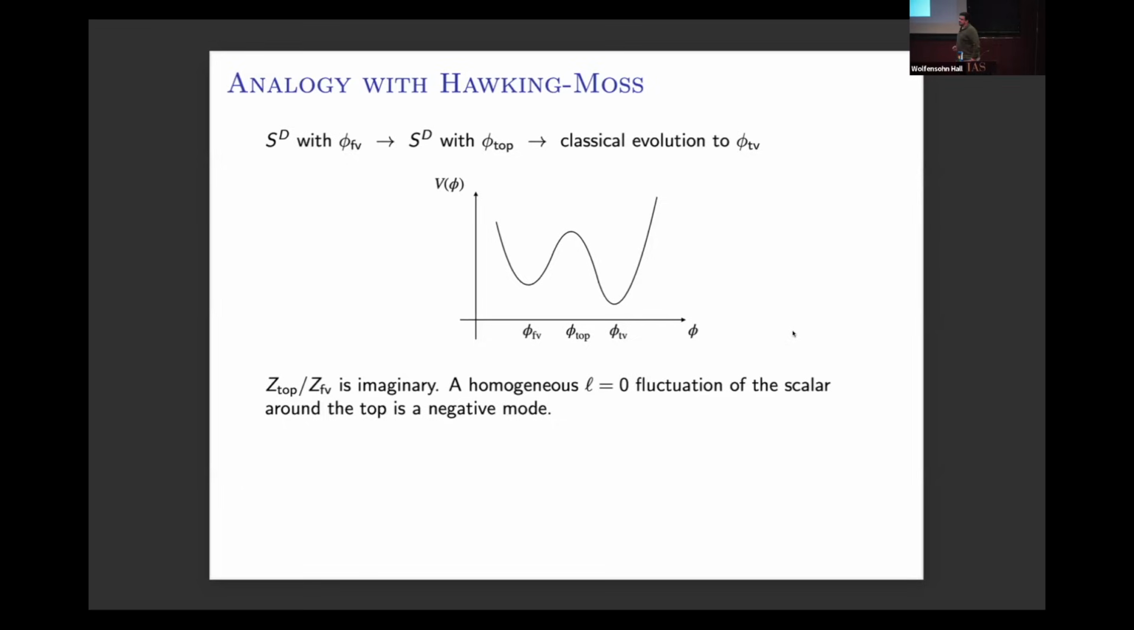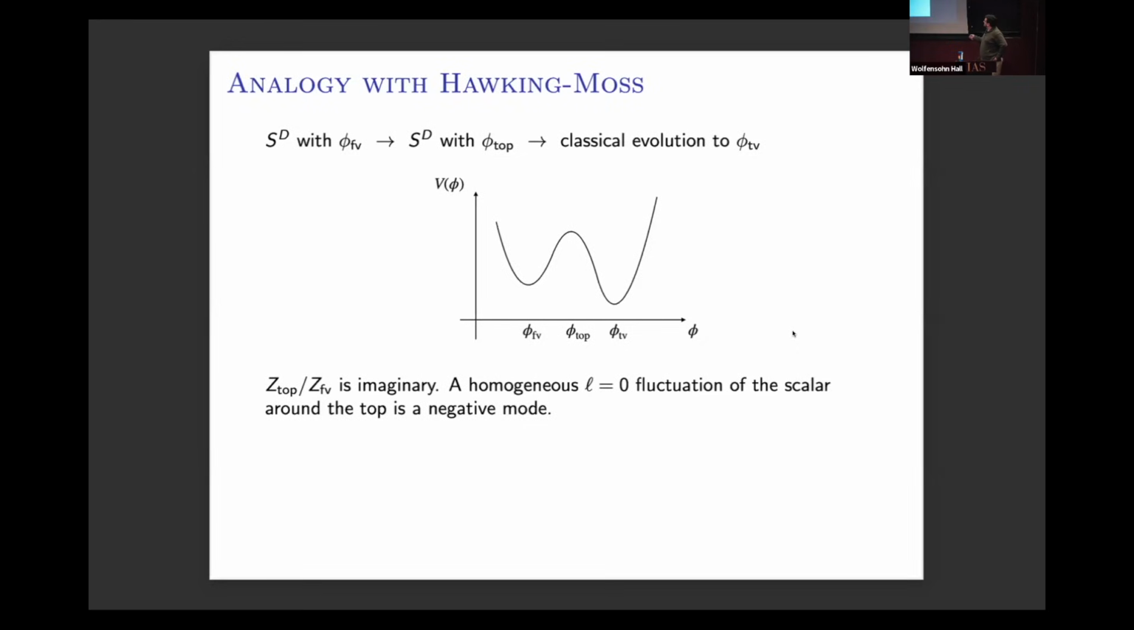For this interpretation to make sense, following the usual Coleman and Callan theory of vacuum decay, the ratio of the partition function with the scalar field on the top and on the false vacuum should be imaginary. And this is indeed true in this case, because there is an L=0 fluctuation of the scalar that has a negative mode, because, well, this is an unstable maximum. So this phase is compatible with this interpretation.